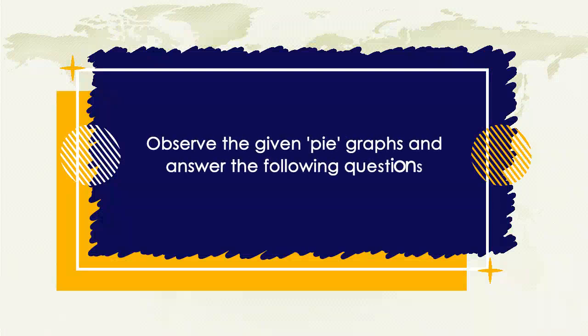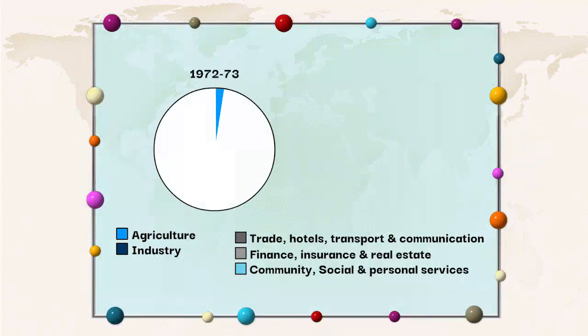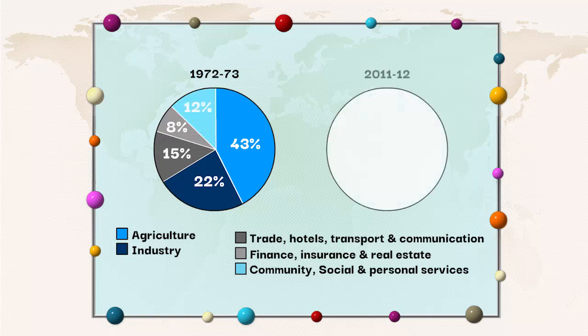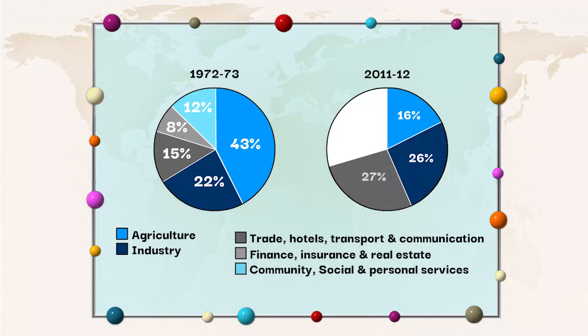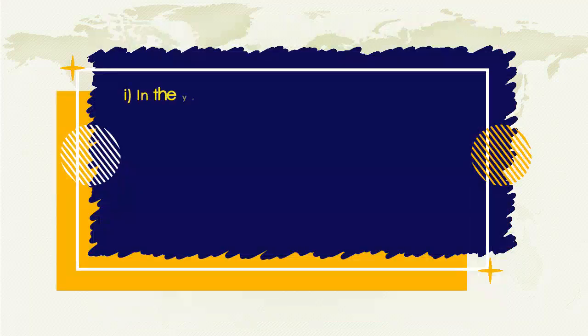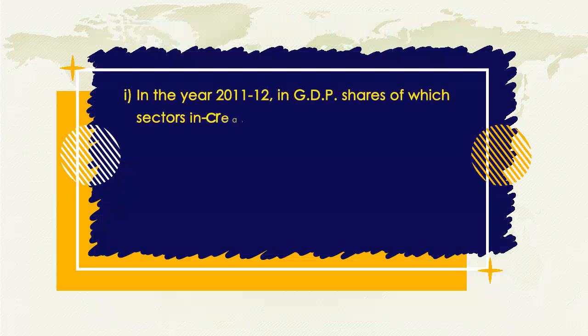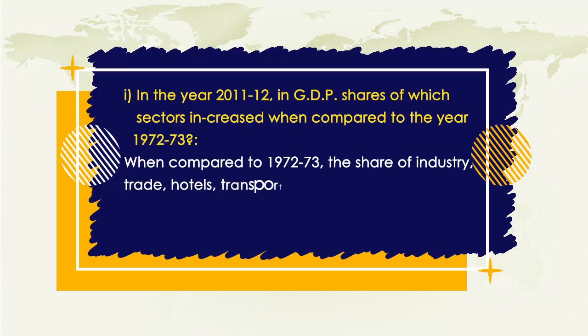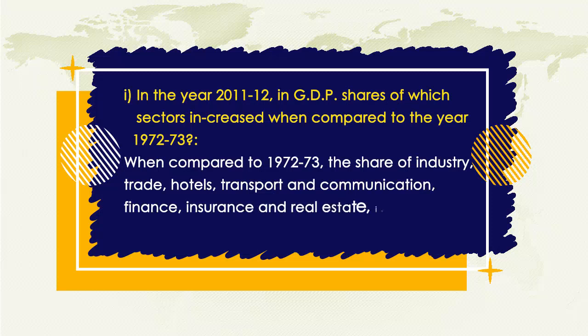Observe the given pie graphs and answer the following questions. 1. In the year 2011-2012, in GDP, shares of which sector increased when compared to the year 1972-73? Answer. When compared to 1972-73, the shares of industry, trade, hotels, transport and communication, finance, insurance and real estate increased in the GDP of 2011-2012.